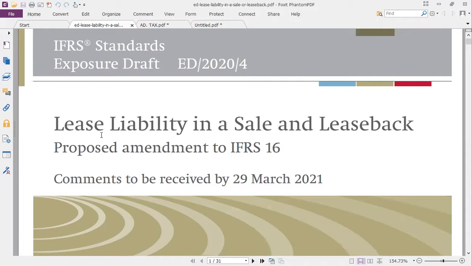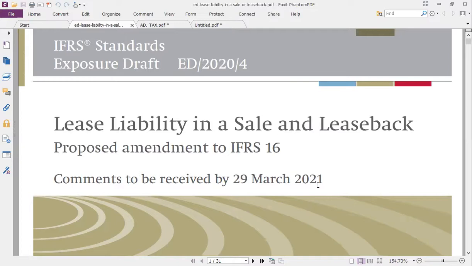It's about the lease liability in the sale and leaseback. Proposed amendment to IFRS 16. Comment to be received by the end of what? 29th March 2021. So if you have any comments, kindly pass the comment in.